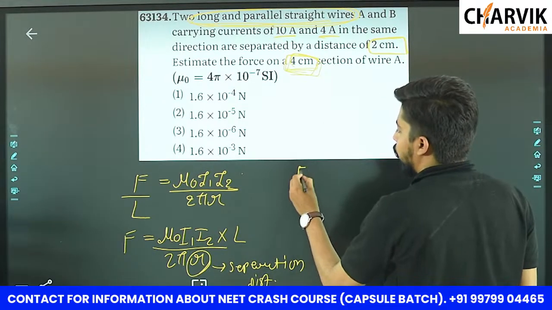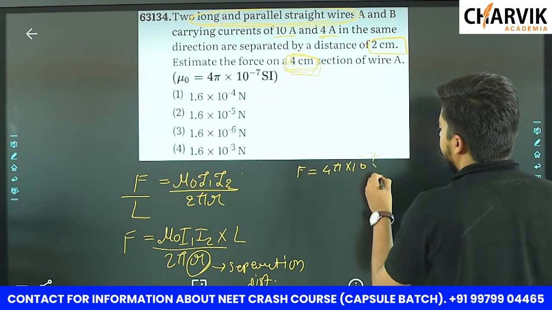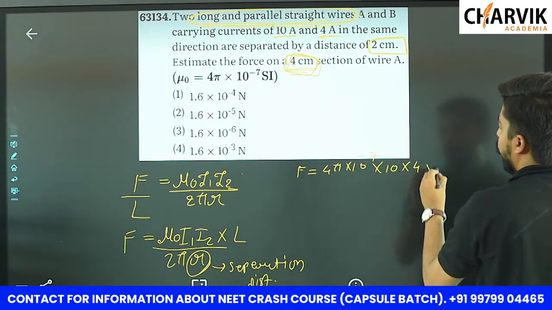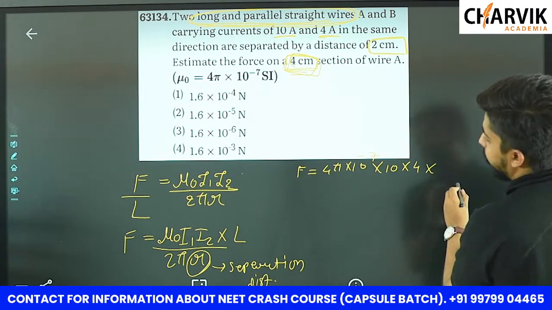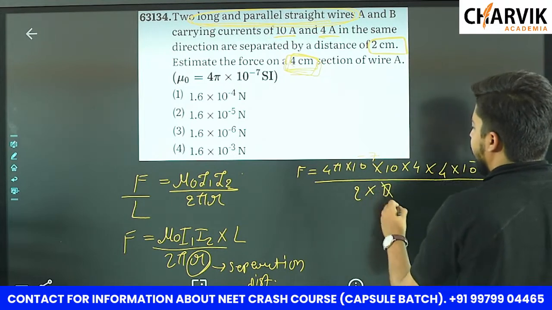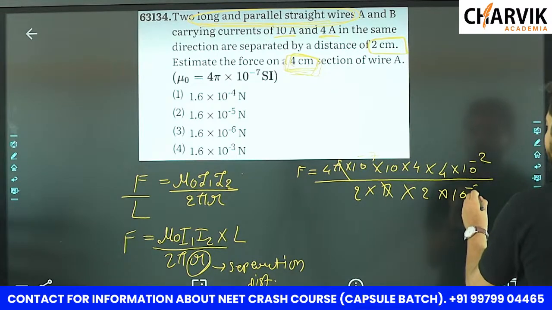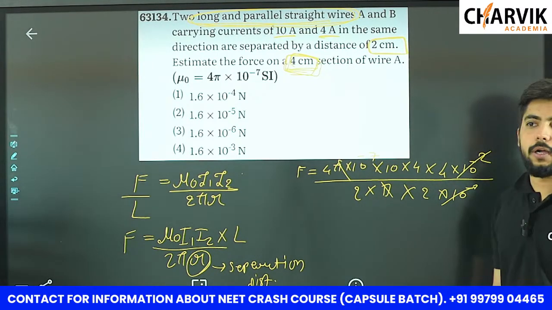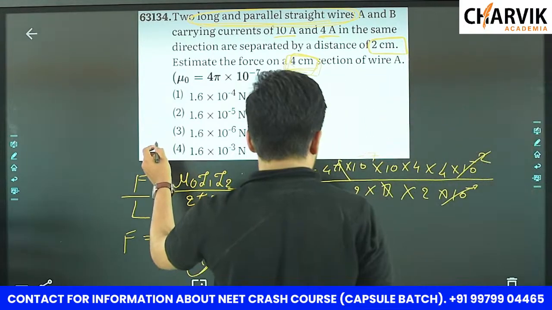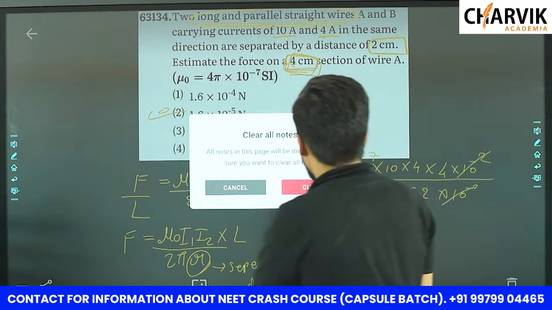You have the formula force is equal to mu naught, which is 4 pi into 10 raised to minus 7, into I1. Values of the current are given, 10 and 4. I1 into I2 into length. Length is 4 centimeter, so it becomes 4 into 10 raised to minus 2 divided by 2 into pi. Clearly pi cancels out, and r, which is the separation distance, is 2 into 10 raised to minus 2. 10 raised to minus 2 cancels out each other. Just put the values in the calculator, get the answer, and your answer will be 1.6 into 10 raised to minus 5 Newton, which is given in the second option.